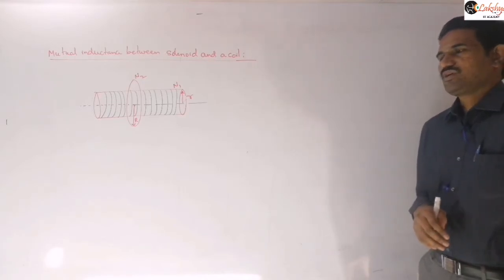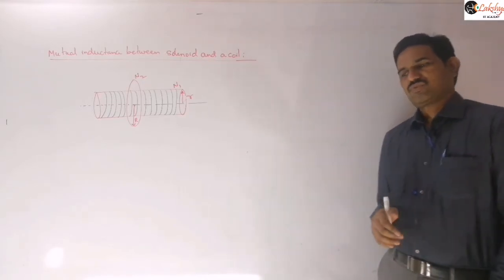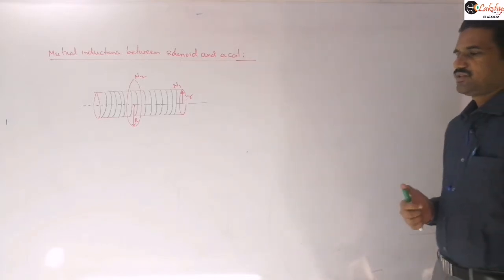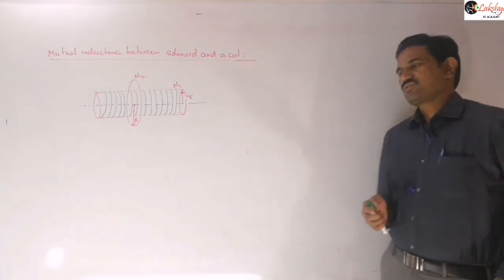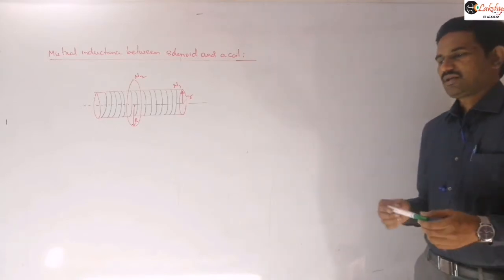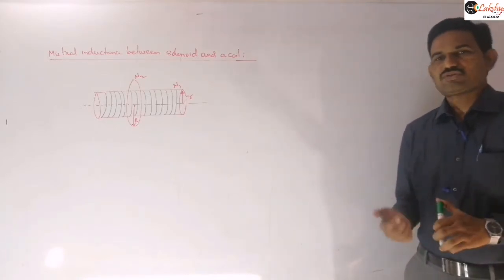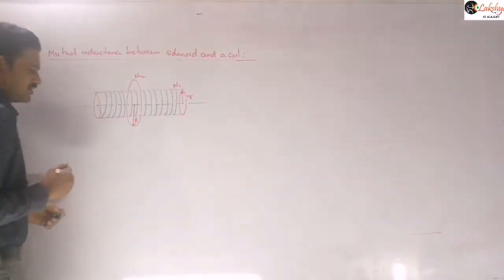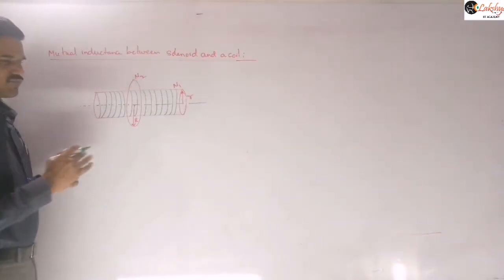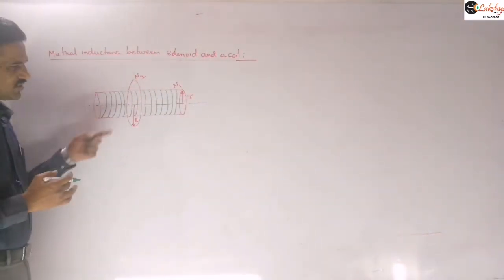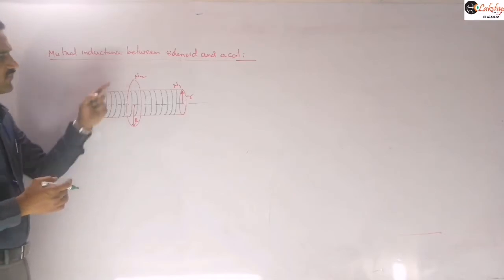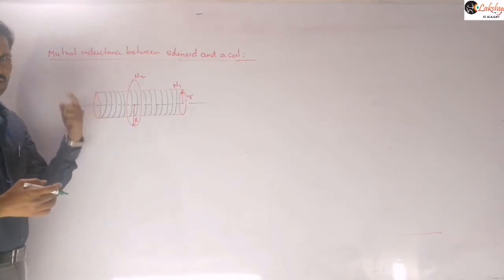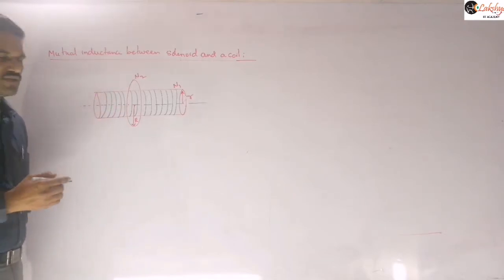To find the mutual inductance between them, let I be the current flowing through the solenoid. Right? So now current is flowing through the solenoid, we are assuming, so that it will produce some flux. That flux will be linked with the circular coil here. So that magnetic flux we need to write there.